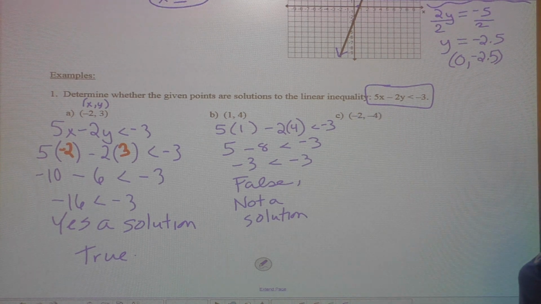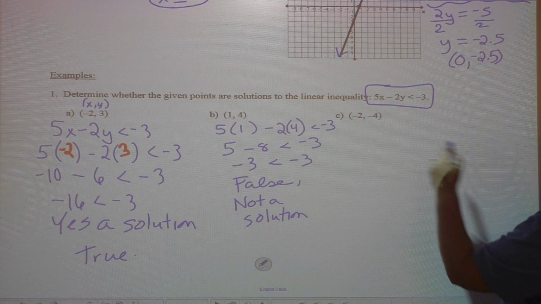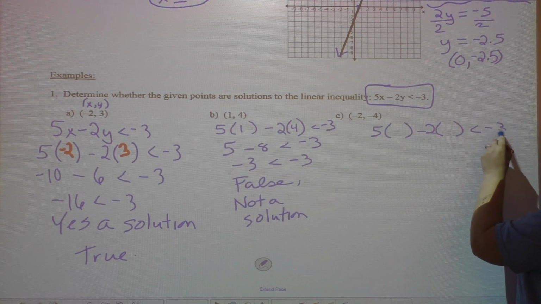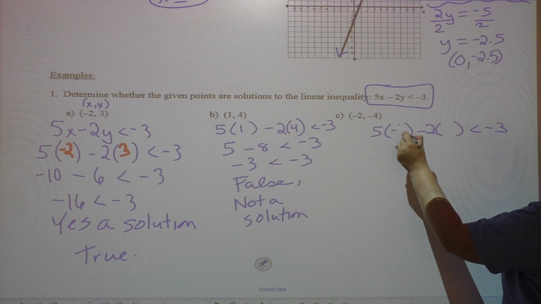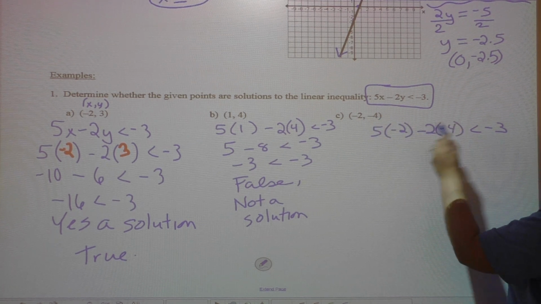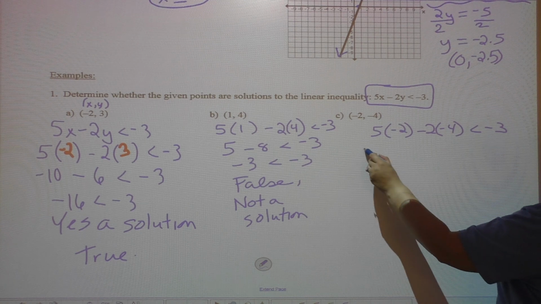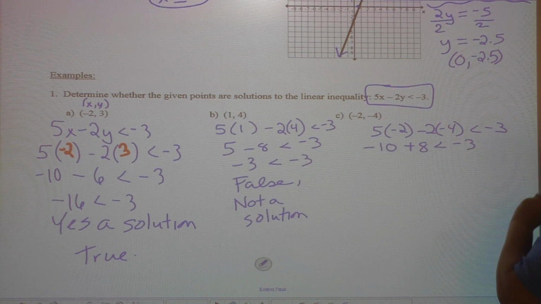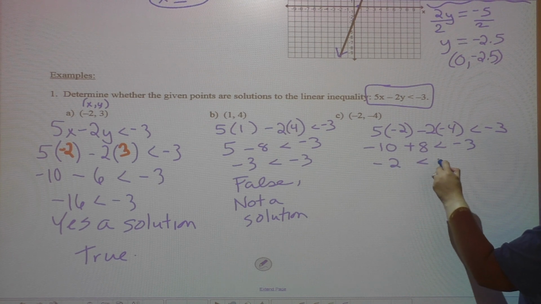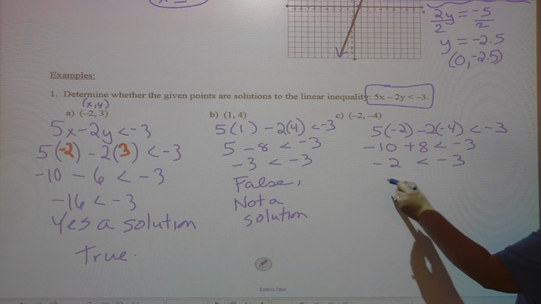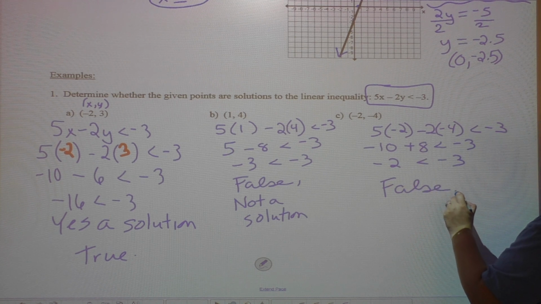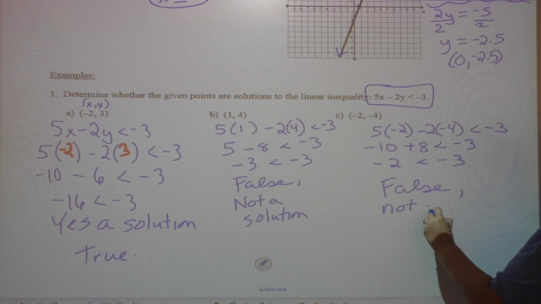All right. Last but not least, is negative 2, negative 4 a solution to this inequality? If we substitute in negative 2 for x, negative 4 for y, are we going to get a true statement here? So negative 10 plus 8 is less than negative 3. Negative 2 is less than negative 3. This is false. Negative 2 is not less than negative 3. So this also is not a solution.